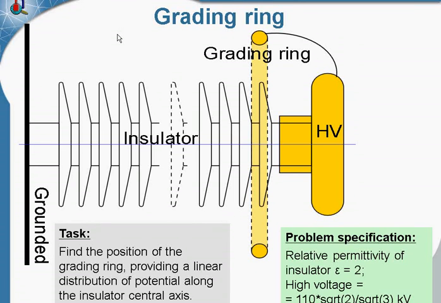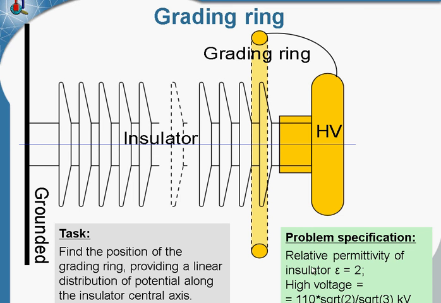Grading ring. We have the insulator supporting high voltage conductor. Insulator is installed on the grounded surface, and it turns out that potential distribution along the insulator is not linear. The supporting insulator head is overstressed, while the electric field strength at the bottom of the insulator is comparatively low. Grading ring is used to affect the potential distribution and make it more linear along the insulator.